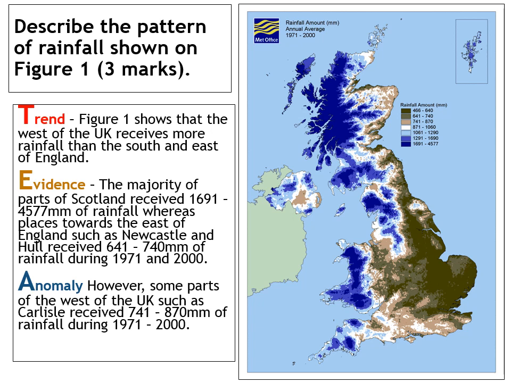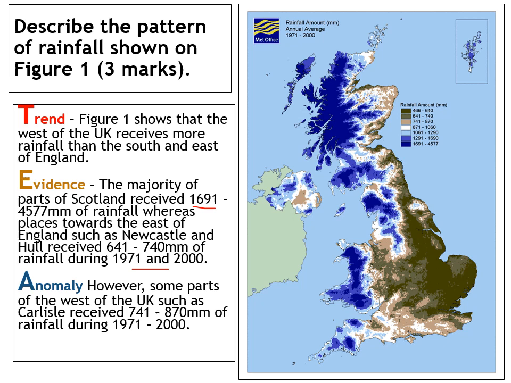So evidence for that, the majority of parts of Scotland received 1,691 to 4,577 millimetres of rainfall, whereas places towards the east of England, such as Newcastle and Hull, received 641 to 740 millimetres of rainfall during 1971 and 2000. Okay, so the answer here has told me where there's a lot, and where there's not a whole lot, to back up that trend. So we've said that it receives more rainfall in the west than the south and the east, and then we've got figures for the west and the south and the east here.